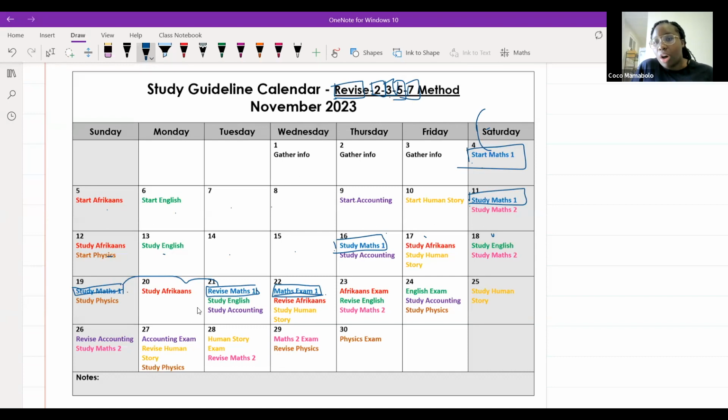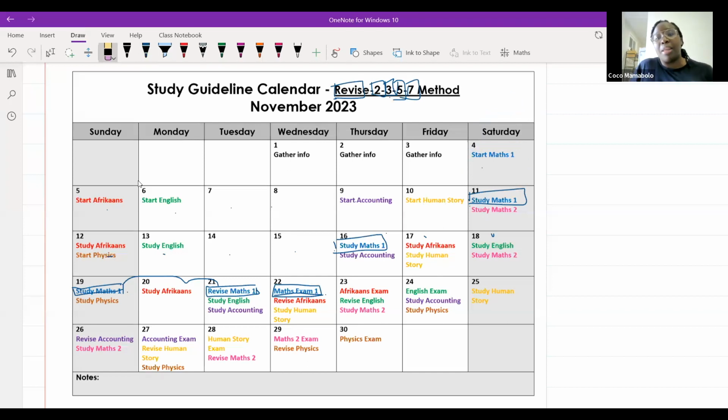Start maths. So on this day, on the 4th of November, Iggy needs to make sure that all of his notes are in place. All of his notes, all of his papers, everything that he would need in order to study, all of the sections that he needs to know for each of the subjects. He's got all the material he needs in order to study.